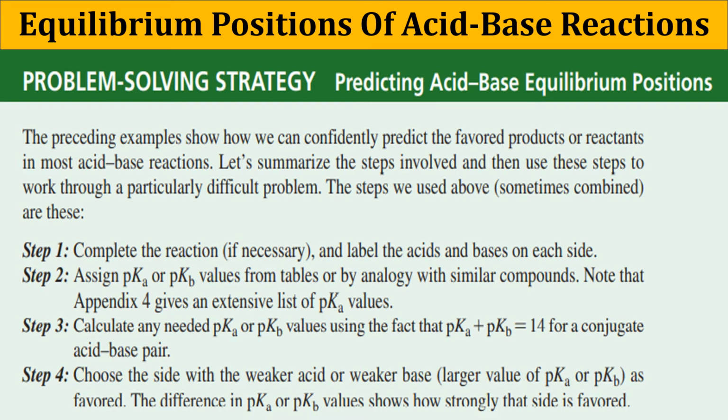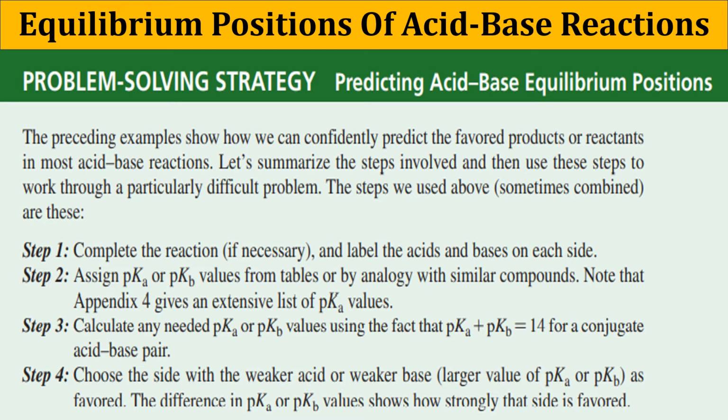Problem solving strategy: predicting acid base equilibrium position. Let's summarize the steps involved and then use the steps to work through a particularly difficult problem. The steps we used were: Step 1. Complete the reaction if necessary and label the acids and bases on each side. Step 2. Assign pKa or pKb values from a table or by analogy with similar compounds.